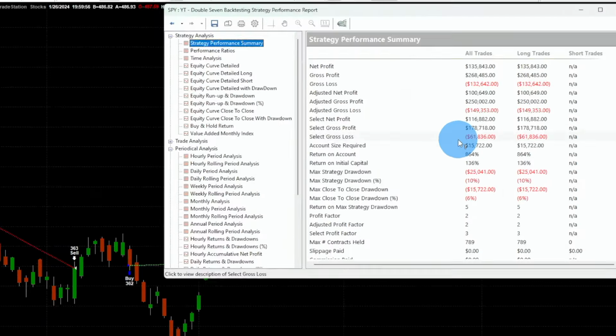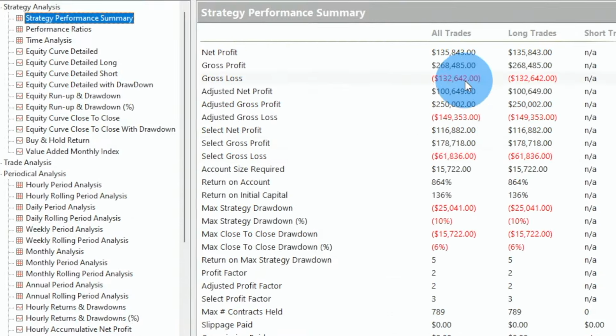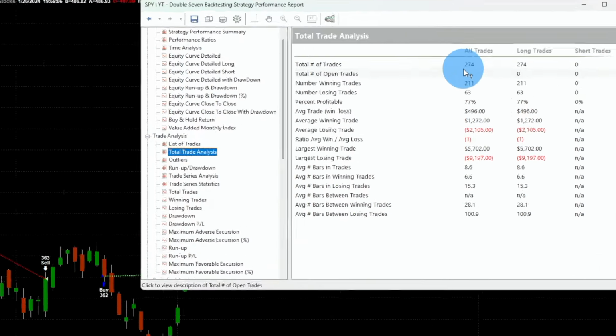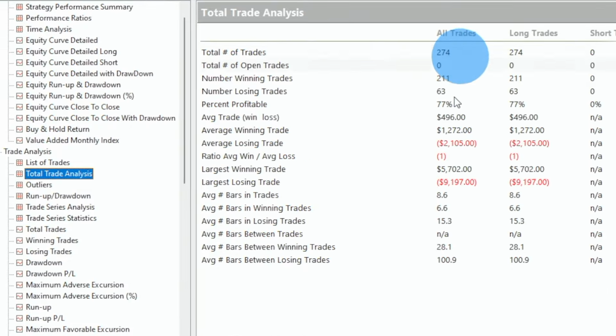Here is the performance of the strategy. Like I mentioned, we are using the whole account to buy. So we make $135,000. Our biggest drawdown is $25,000. So that gives us a 5-to-1 return to drawdown ratio since 1995. And if we look at the trades, we have 274 trades and a win rate of 77%. On average, we're making about $500.